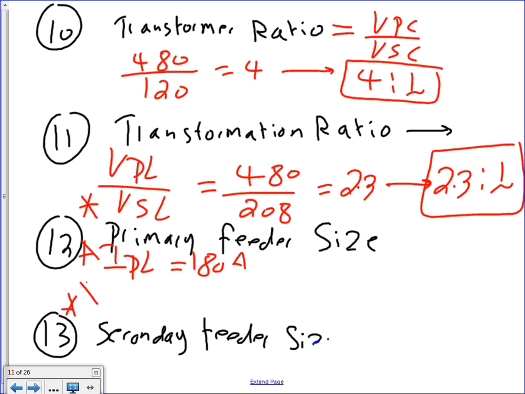So Jeff, can you help me please with this? I need to assume it's a continuous load, so I want to multiply it by 1.25 times 180. What would you get? How much? 225.